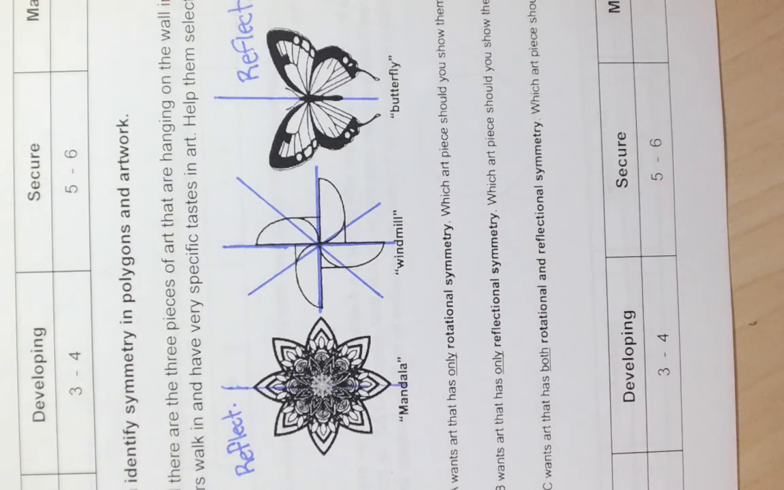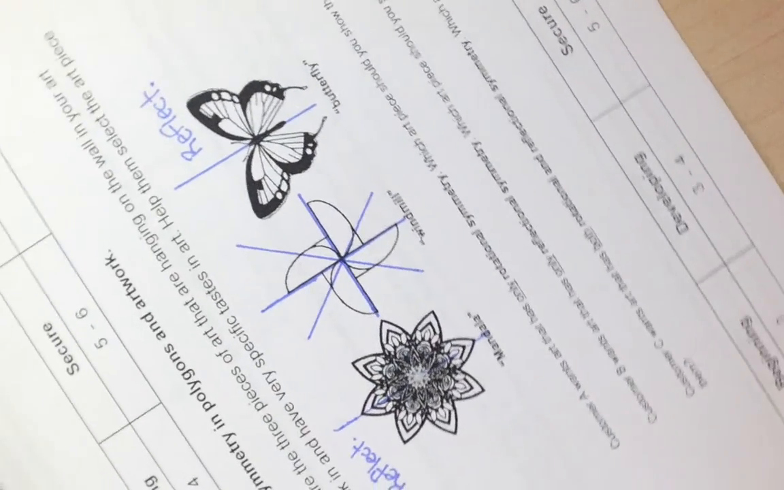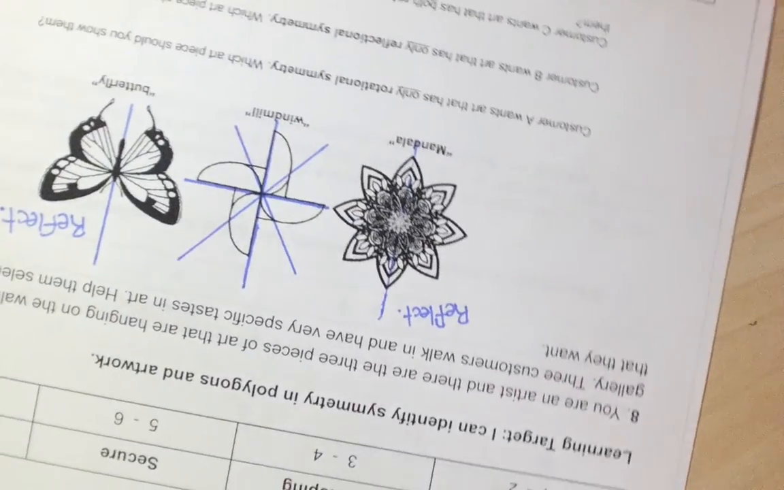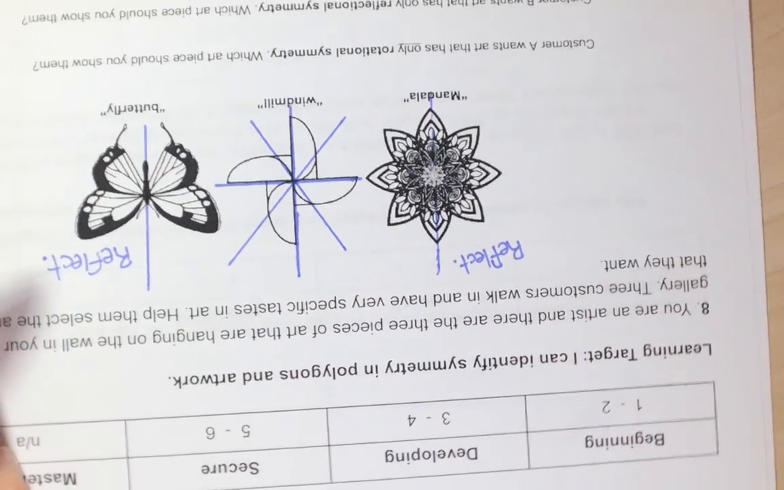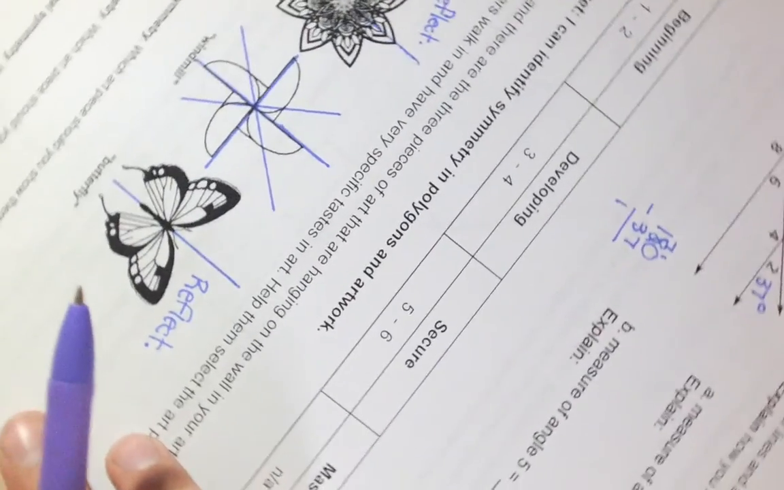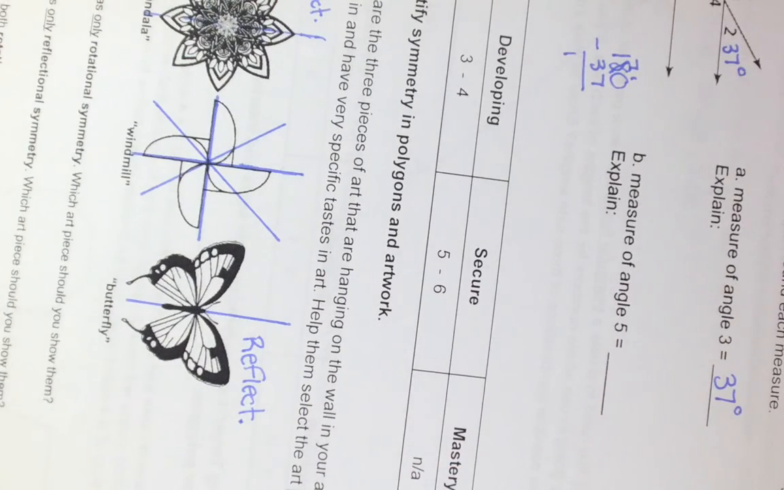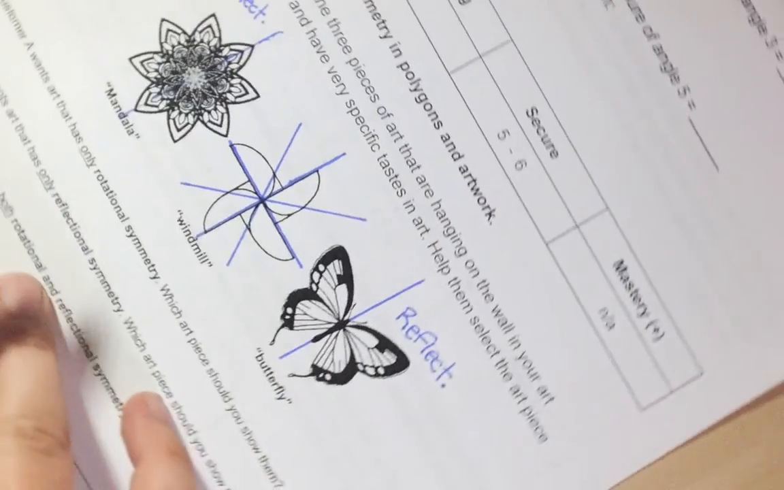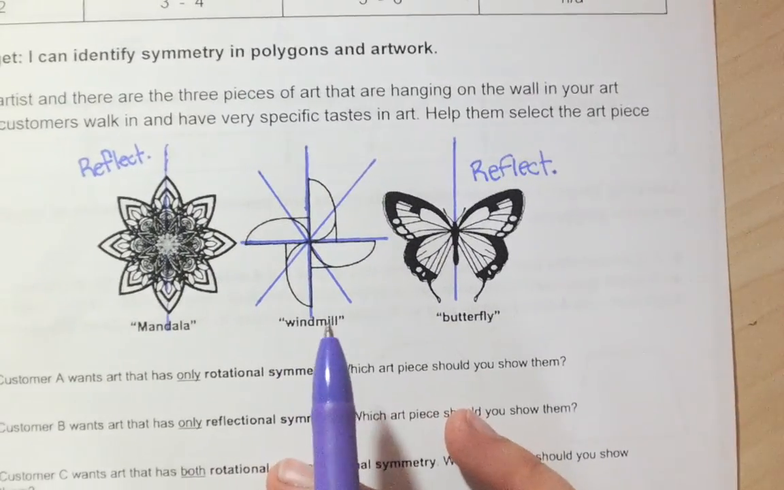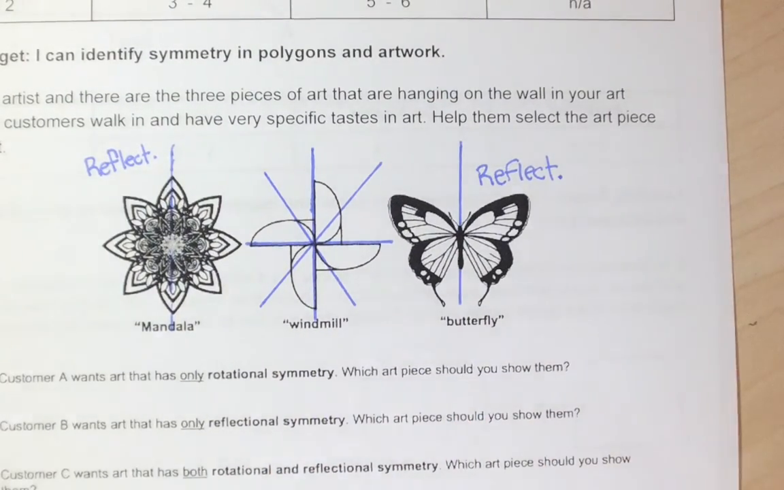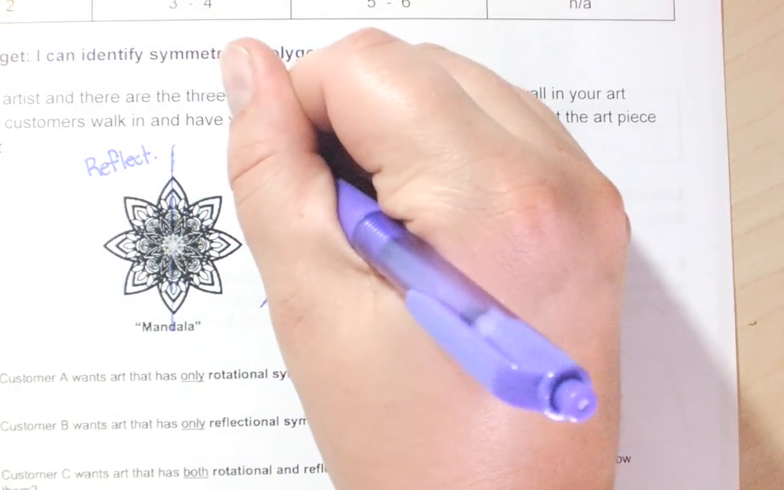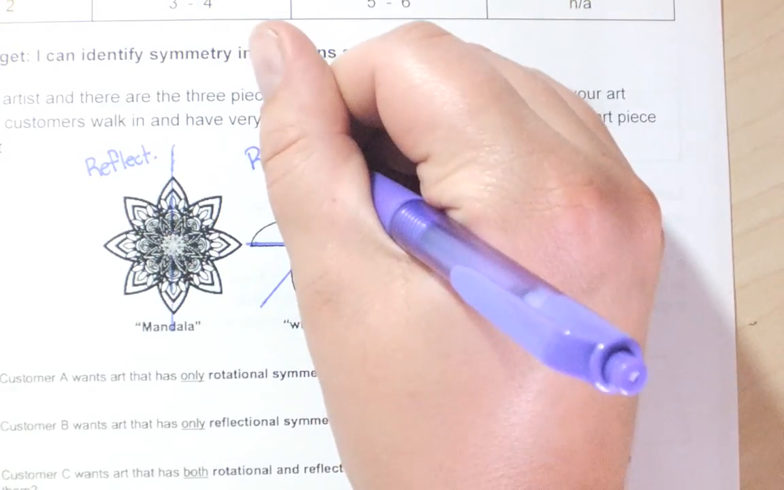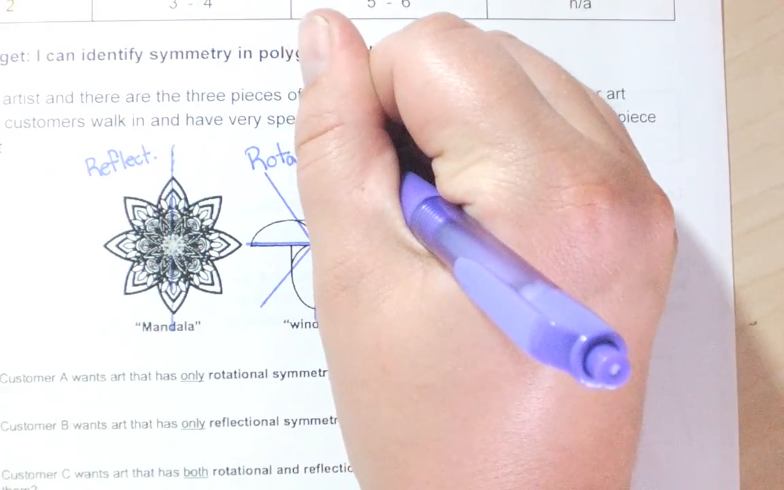rotational symmetry. I'm going to keep trying with the butterfly and keep rotating my paper until it looks identical to how it started. Still not quite there, but the mandala and the windmill still have that rotational symmetry even while I'm moving it. Not quite with the butterfly. Now I'm getting back to my starting point, and the butterfly now looks the same. So since I spun my paper all the way around, the butterfly does not have rotational symmetry because it does not look the same when I rotate it around.